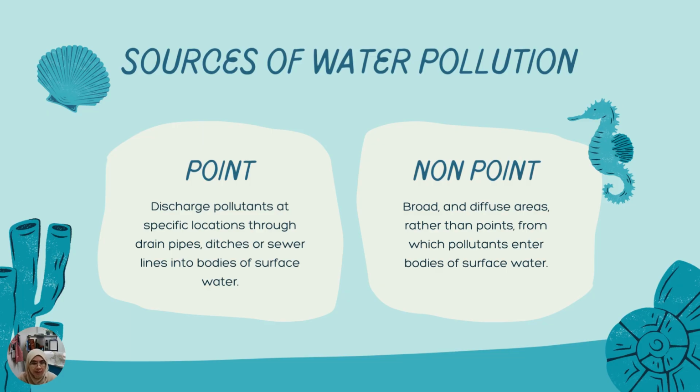Whereas non-point sources are broad and diffuse areas rather than points from which pollutants enter bodies of surface water. Examples include runoff of chemicals and sediments from cropland, livestock, logged forests, urban streets, parking lots, and many more. We have made little progress in controlling water pollution from non-point sources because of the difficulty and expense of identifying and controlling discharges from so many diffuse sources.